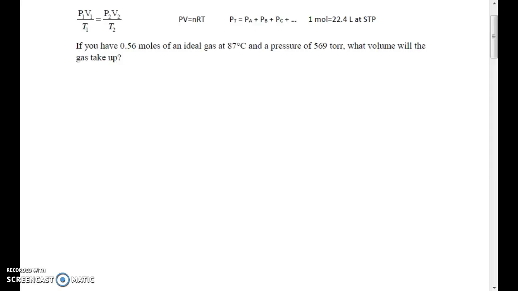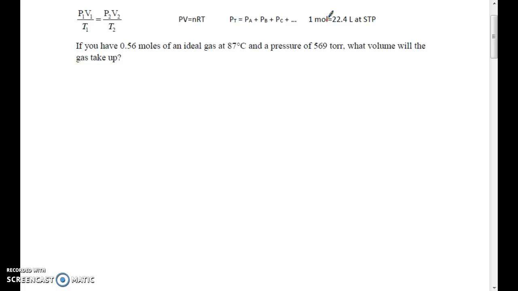Now, there's a couple different laws that we have been given in this chapter. One of them is P1V1 over T1 equals P2V2 over T2. That's good for the combined gas law. We can also adjust that to get Boyle's law or Charles' law. We have the ideal gas law, PV equals nRT. We have Dalton's law, which talks about the partial pressures of gases adding up to be the total pressure. And then you have Avogadro's law, that's 1 mole of a gas has a volume of 22.4 liters at STP, regardless of what gas it is.